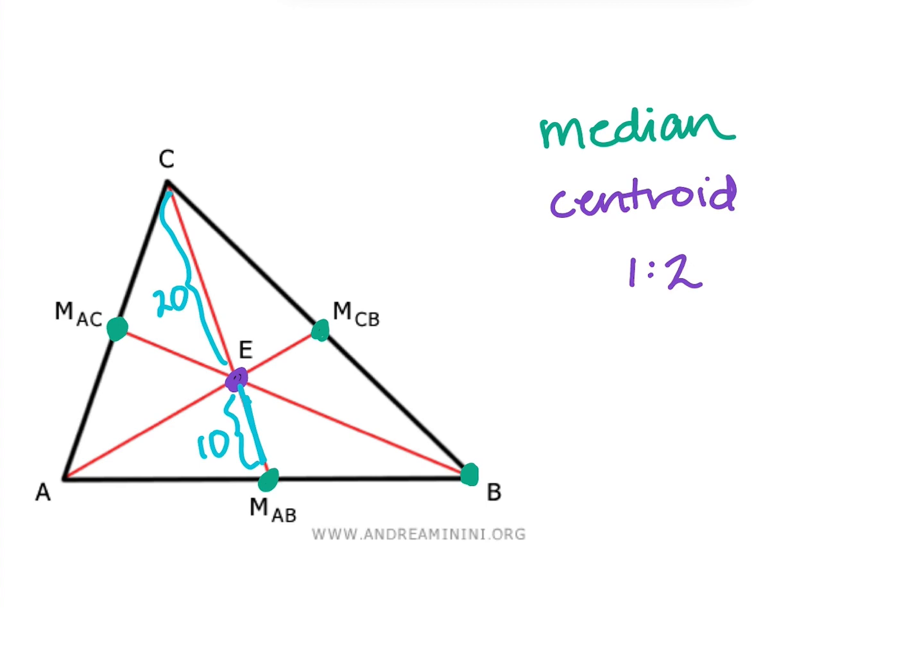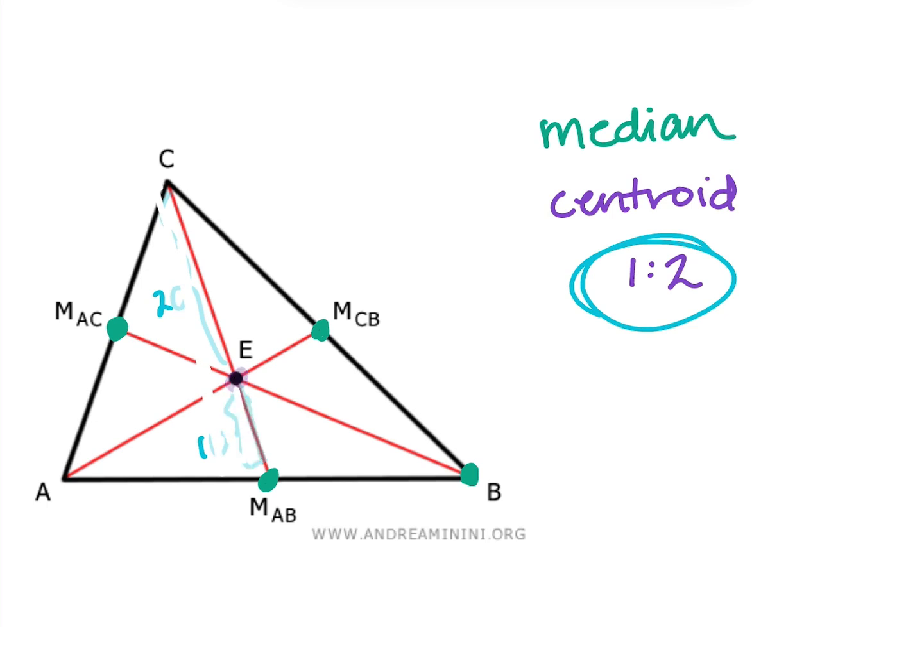So if I know one piece of a median because of this ratio, I can determine the length of the other part of that median or of the entire median. Let's do another quick example.